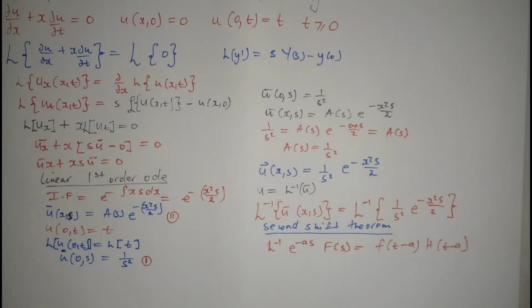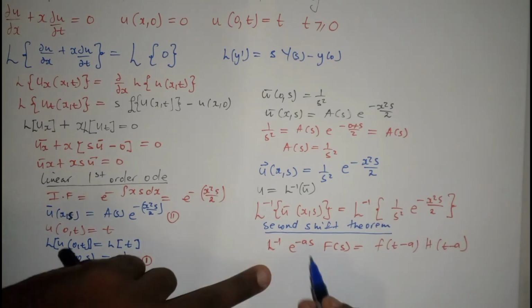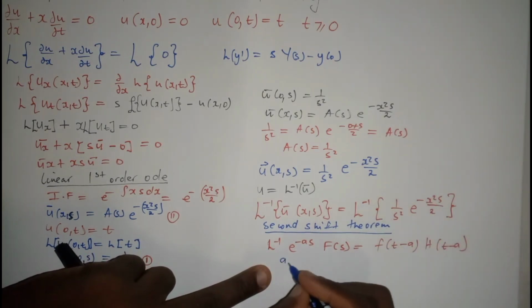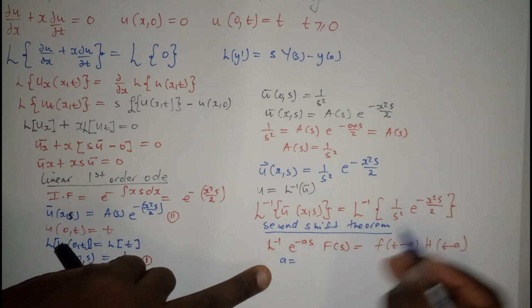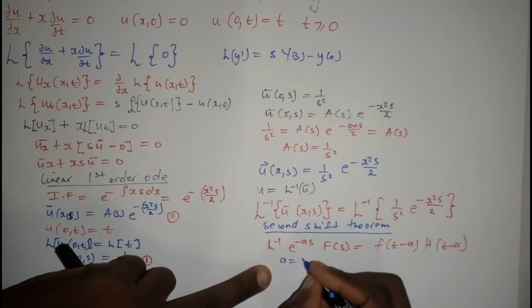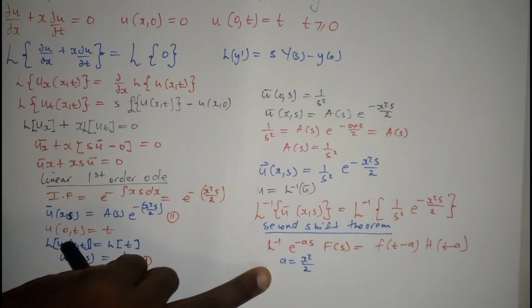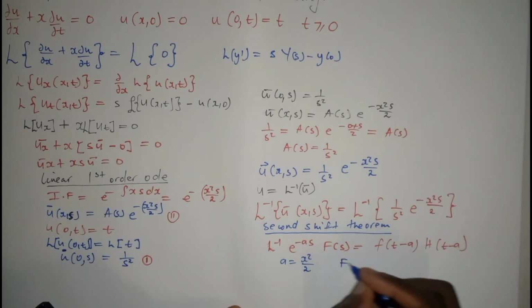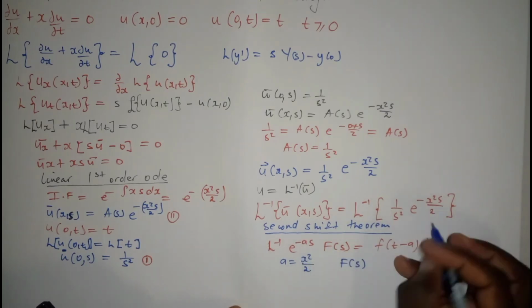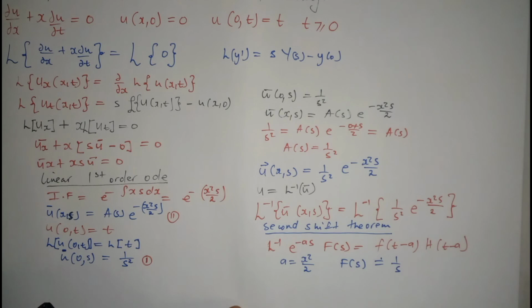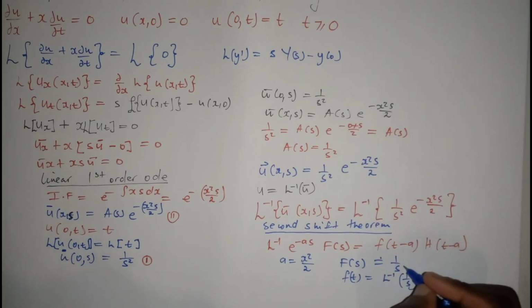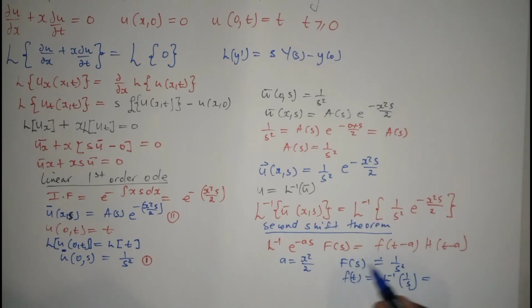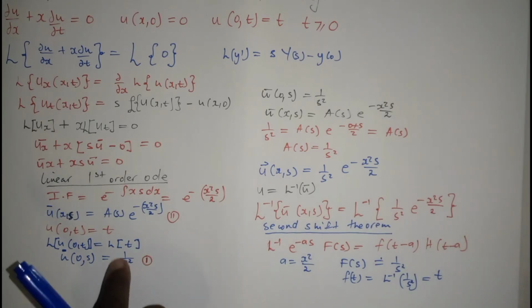From here we have e to the power negative as, and our a is equal to x squared over 2. And F(s), the coefficient of this, is equal to 1 over s squared. So now let's find f(t). f(t) is the inverse of F(s), which is 1 over s squared, and the inverse of 1 over s squared is equal to t.